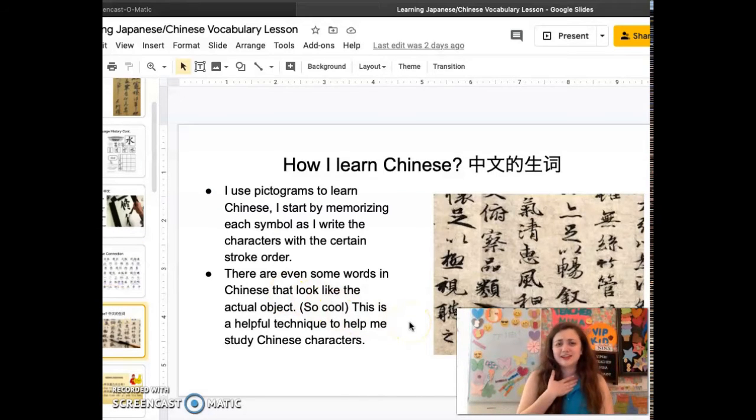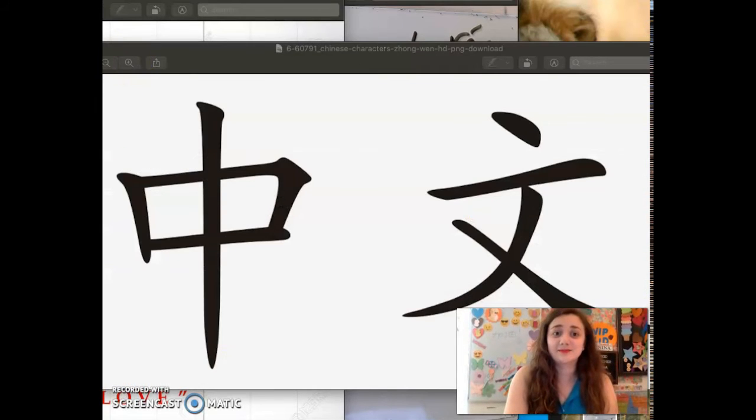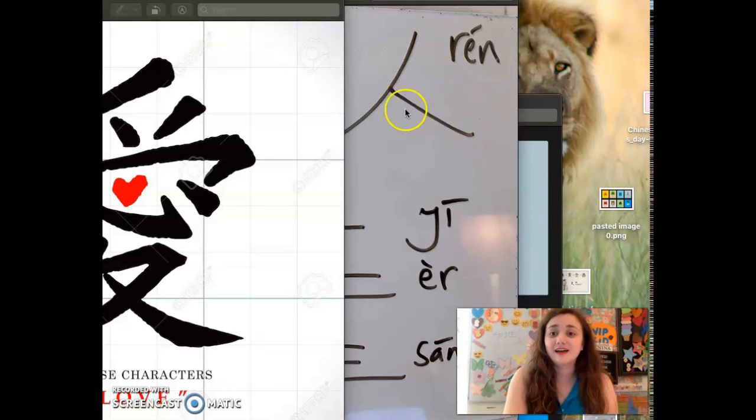So how do I learn Chinese? How can I help you learn Chinese? What methods do I use? Well, usually when I'm studying a character, I study it by the certain stroke order, and lots of the characters to me look like actual pictures, and it's so cool. I really see like the symbols in the characters showing the actual meaning of the word. And I'll show you some examples that I prepared today.